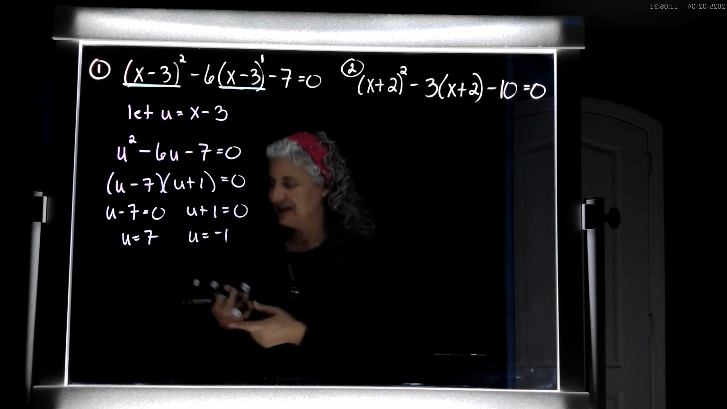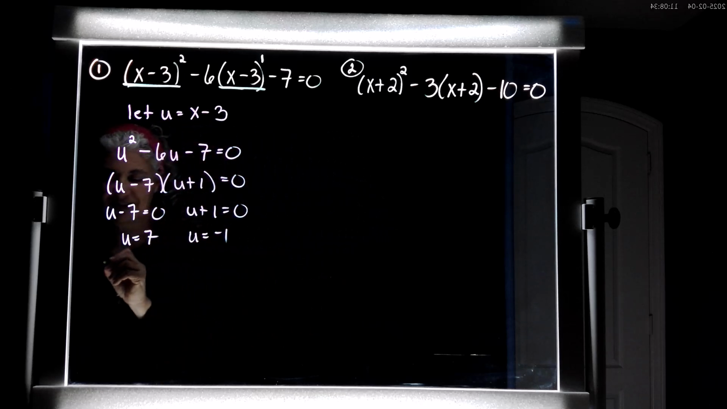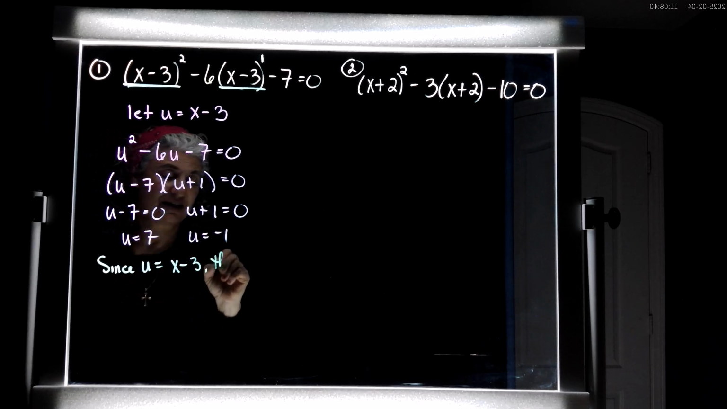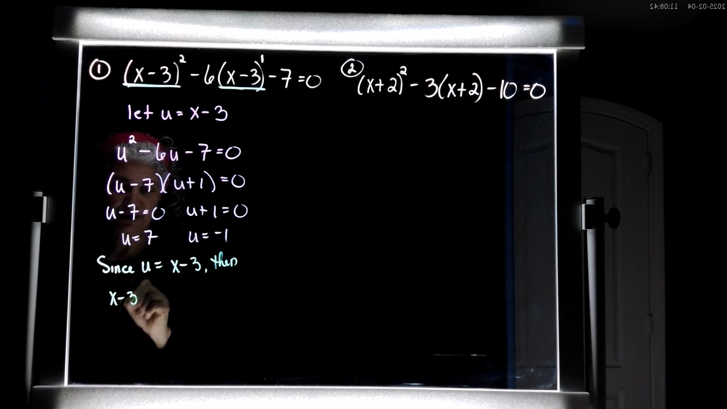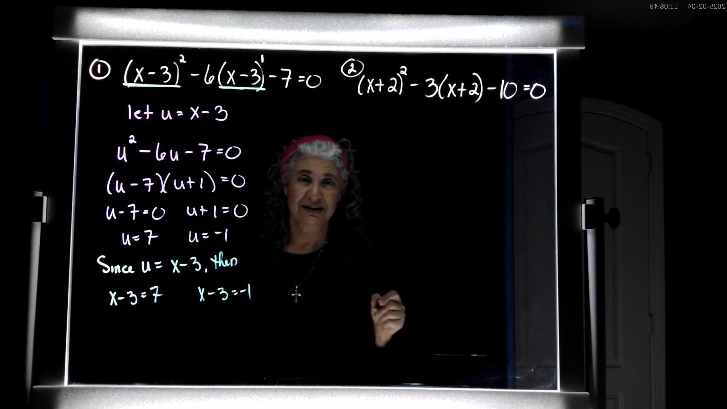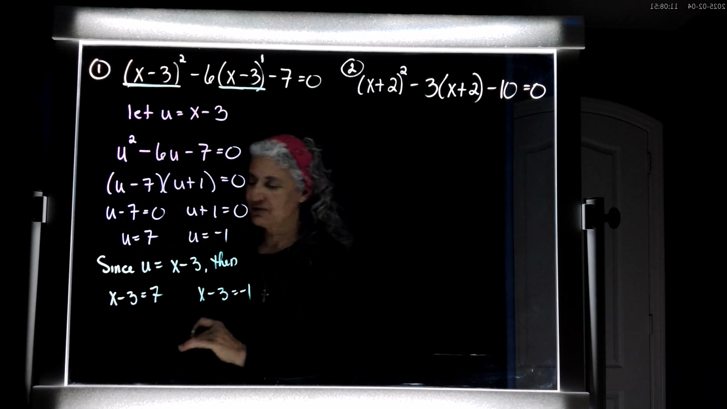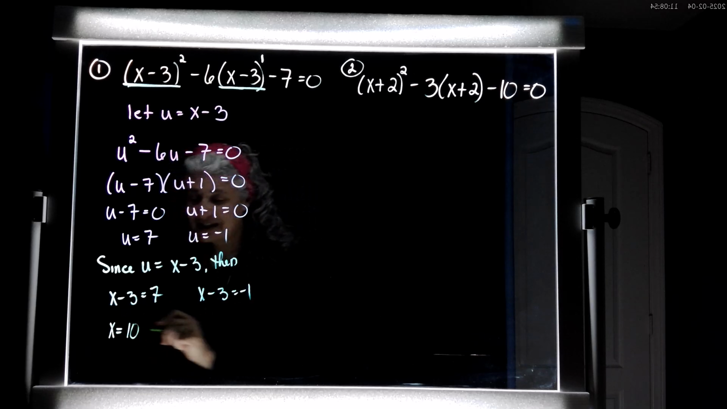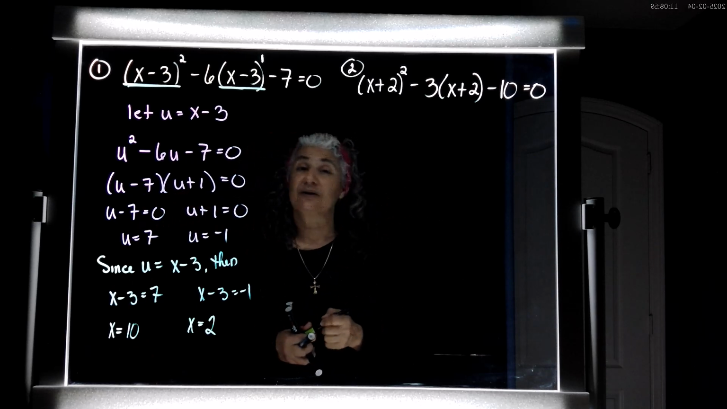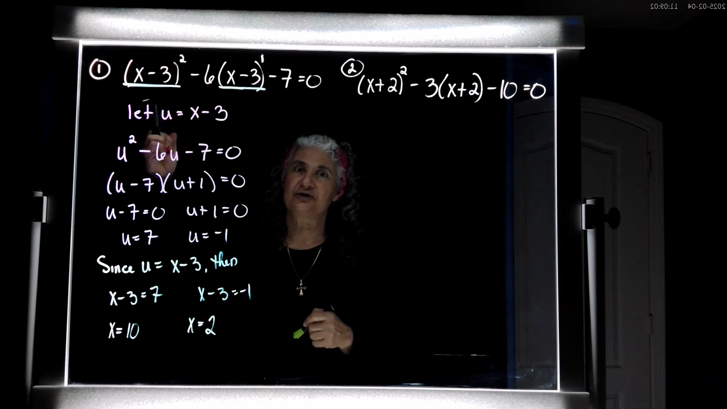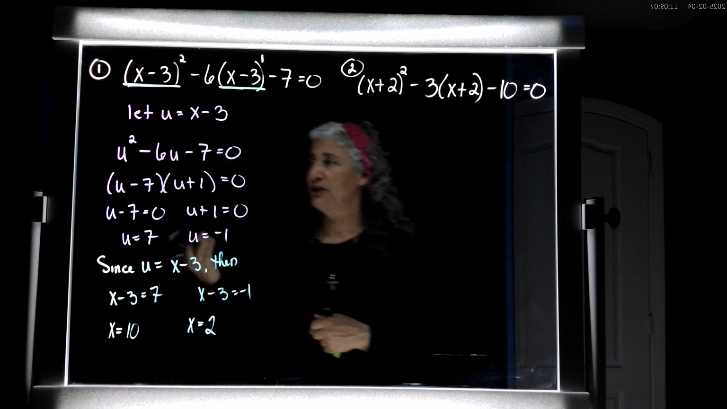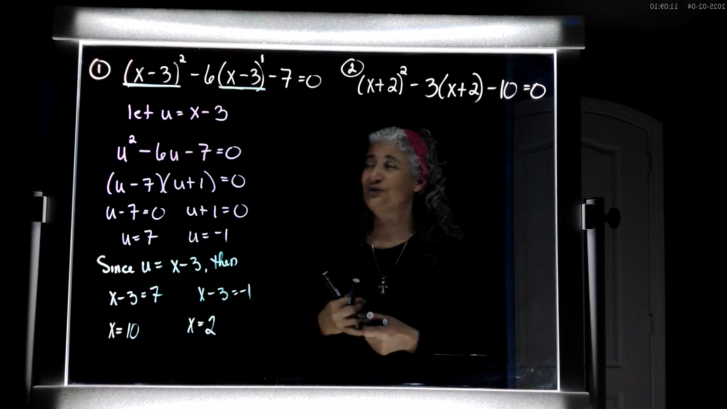Done? Good. You're getting the hang of it. Since u equaled x minus 3, then x minus 3 equals 7, and x minus 3 equals negative 1. So how do I get the x by itself? Add 3. Excellent. So all I got to do in this problem is add 3 to both sides. Done. That was a whole lot quicker than writing twice, distributing, collecting like terms, and then you can do that. You'll get the same answers. But when you notice it's quadratic in nature, do you see how quickly it went?